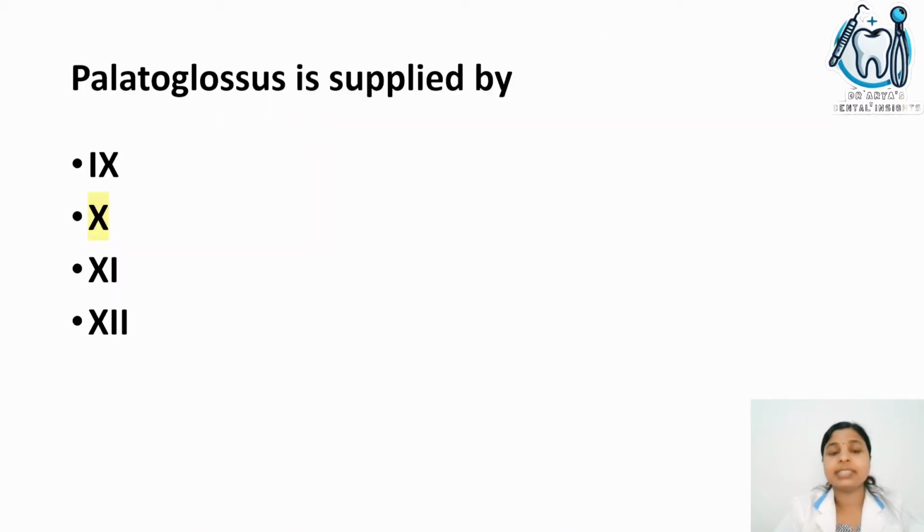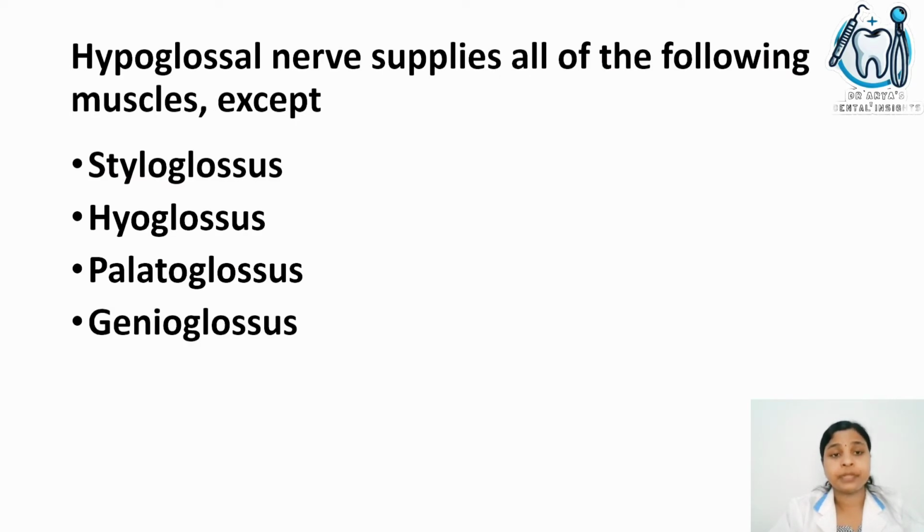So what is the answer? It is the 10th cranial nerve. You should know the number also. The vagus nerve is the 10th cranial nerve. This question is otherwise asked in another way: the hypoglossal nerve supplies all of the following muscles except. This you already know. The hypoglossal nerve innervates styloglossus, hyoglossus, and genioglossus.